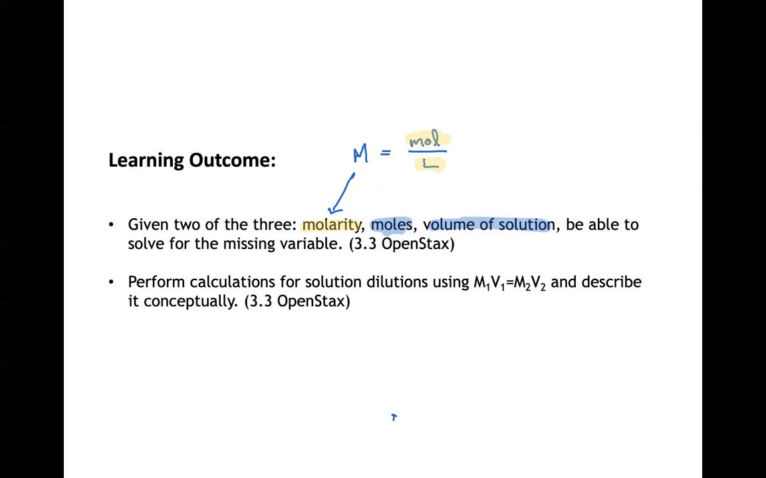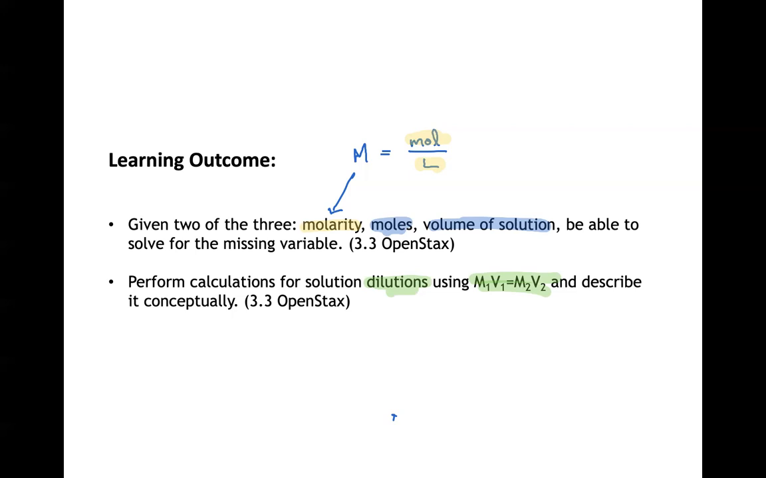And we're also going to take a look at what if we have a concentrated solution and we wish to make it into a less concentrated solution. That's when we're going to learn about dilutions, making a given solution less concentrated.